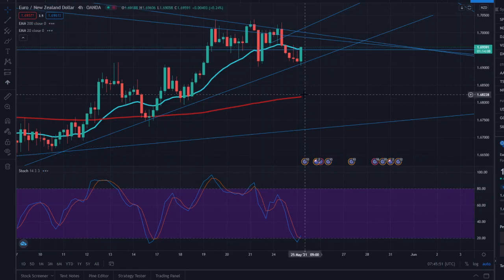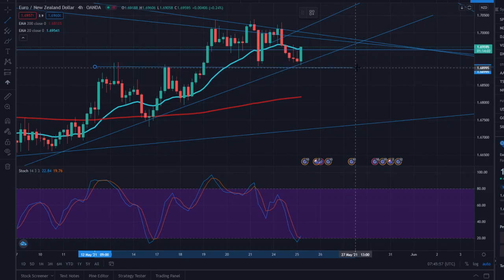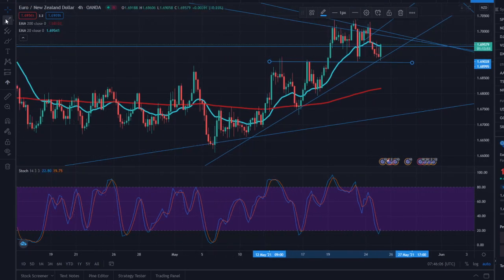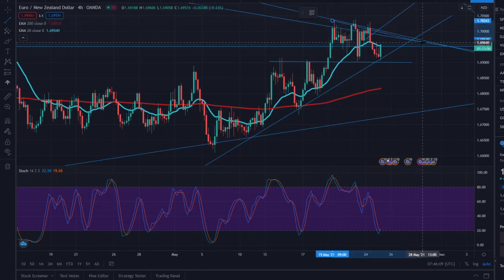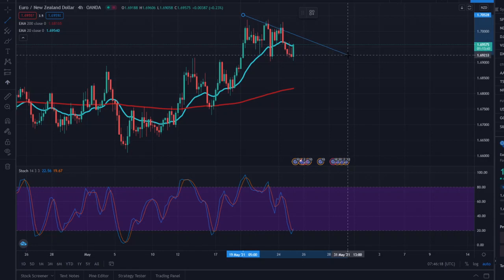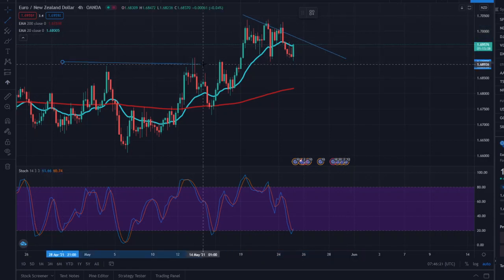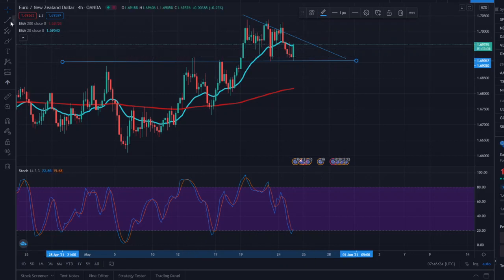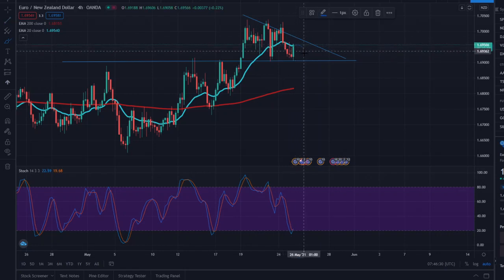Let's check the 4-hour chart. Now we have been finding support at the previous resistance lines, and currently we are trying to break above the 20-day EMA. At the same time, we could see a triangle pattern forming here. Now maybe something like this, which means we could go back and forth, and then at some point break out.